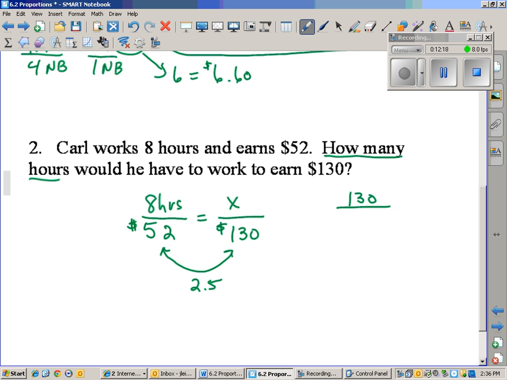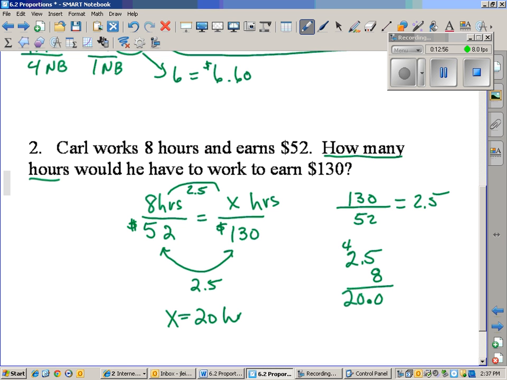I did it with my calculator. So if I have to multiply 52 times 2.5 to get 130, I've got to multiply the 8 times 2.5 to find out the number of hours the question asked me for. So I'll get my calculator, or maybe I'll do it by hand. That's not too difficult. 2.5 times 8. 8 times 5 is 40, carry the 4. 8 times 2 is 16, and 4 is 20, and you've got 1 decimal point to lop off. 20 hours is the answer.